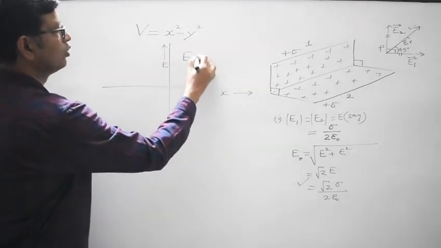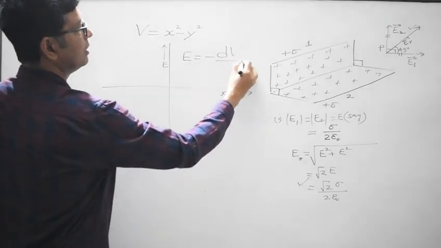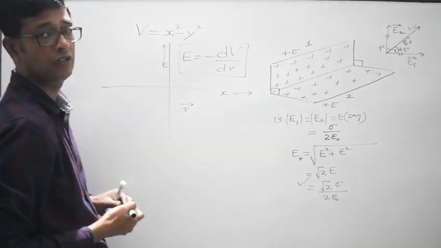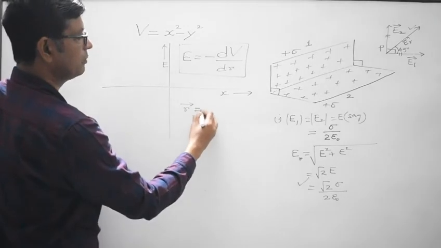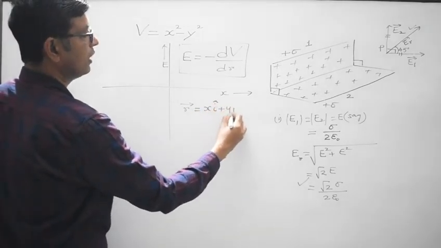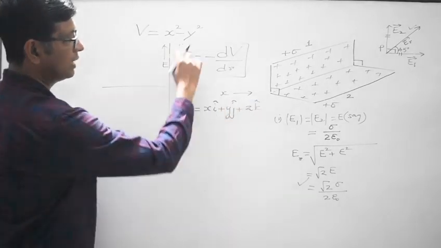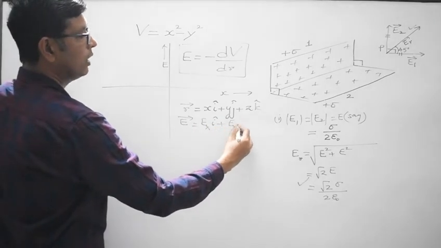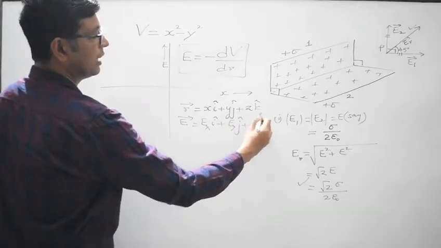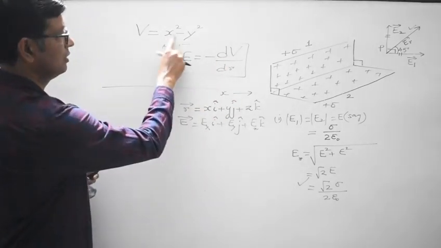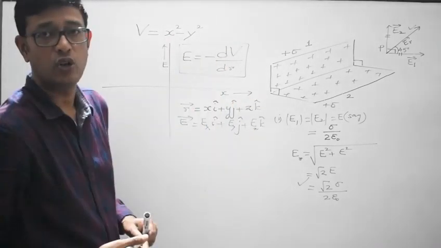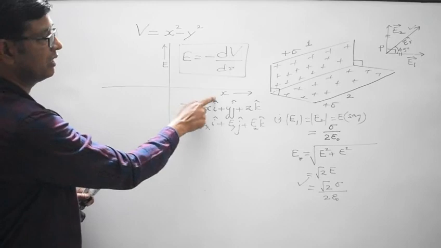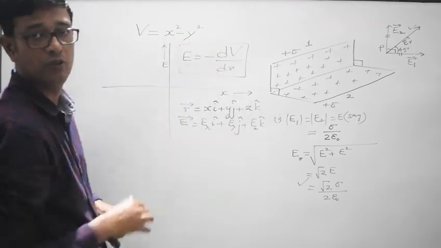So the formula again to be used is minus dV by dr. And try to solve it using vector form. R vector in terms of x, y, z, in terms of 3 dimensions, can be written as x i cap plus y j cap plus z k cap. Electric field in space may be written as Ex i cap plus Ey j cap plus Ez k cap. So try to make use of this. Only x and y coordinates are given, so you can avoid the z component. It's a 2D case basically. So make use of these concepts and try to plot graph between E and x using this particular formula, right?